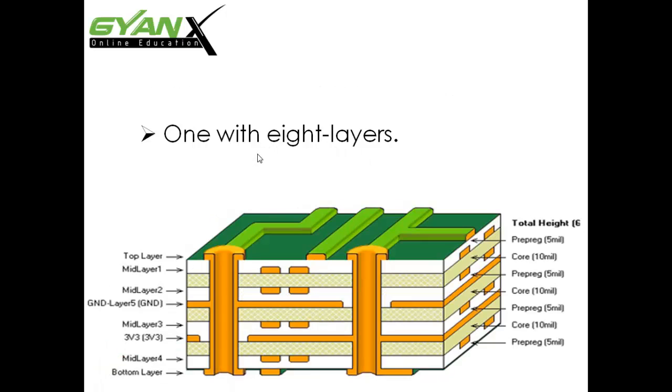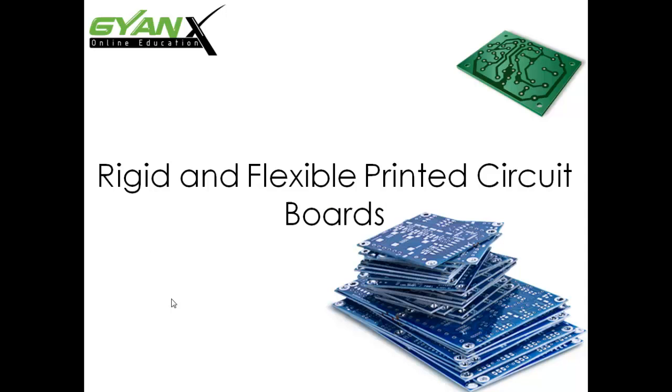Multi-layer with 8 layers. In the same way you can see the 8 layers also. This is the top layer, then middle layer 1, then middle layer 2, then ground, then middle layer 3, then 3.3 volt, and the middle layer and the bottom layer. So in this way you can see there are two voltages, one is 3.3 volt and one is the top layer and the ground.